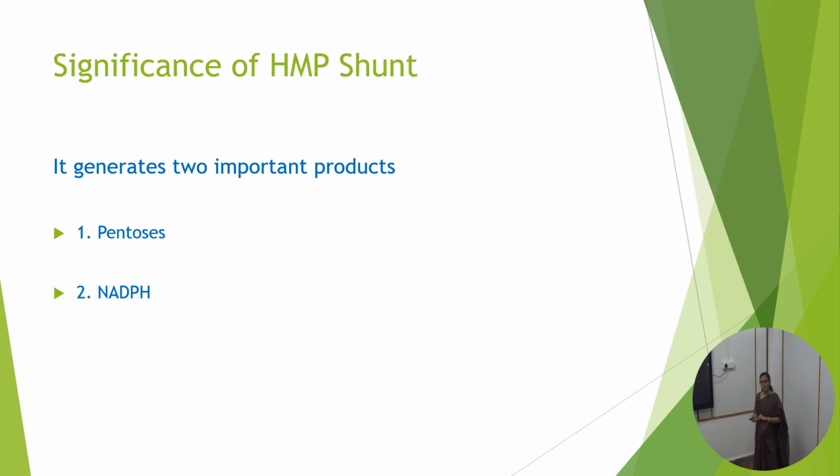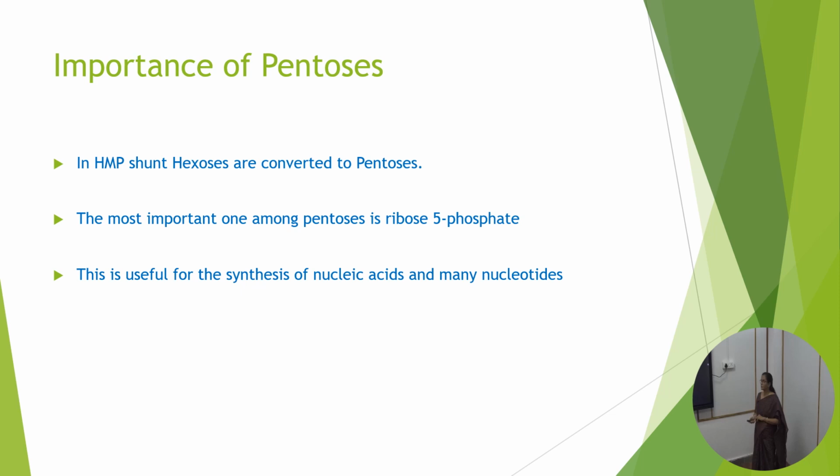And what is the importance of pentoses and what is the importance of NADPH? That we will see. In the HMP shunt, these are the two main products that are formed. So pentoses' importance, if we see, they are very essential for the synthesis of nucleic acids such as DNA and RNA, and also nucleotides like NAD, NAD plus and FAD, coenzyme A. So these are the nucleotides that can be synthesized with the help of these pentoses.